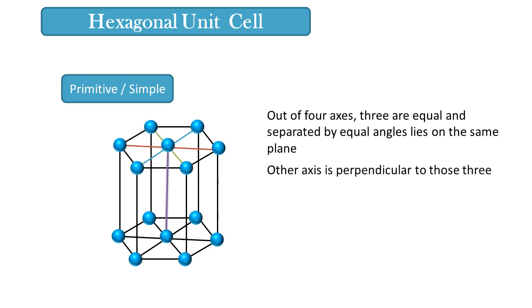Here the angle between adjacent edges is 120 degrees, and the angles alpha and beta are 90 degrees. Adjacent edges have equal length, that is A equals B, but not equal to the vertical axis, that is C. So here we are finishing the crystal system and the Bravais lattice.